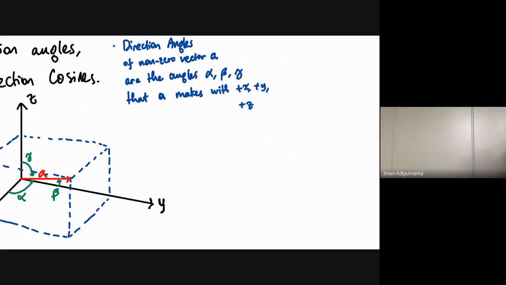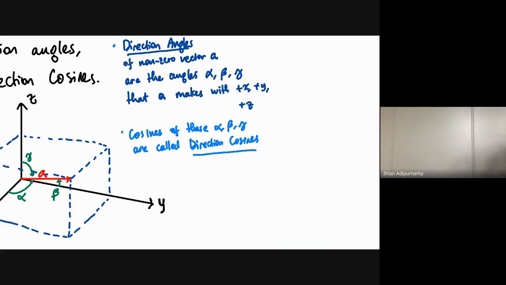And the second, the cosines of these alpha, beta, gamma are called direction cosines. So basically, it's the same thing. Direction angle is just its angle. Direction cosine is the cosine of that angle. Okay.